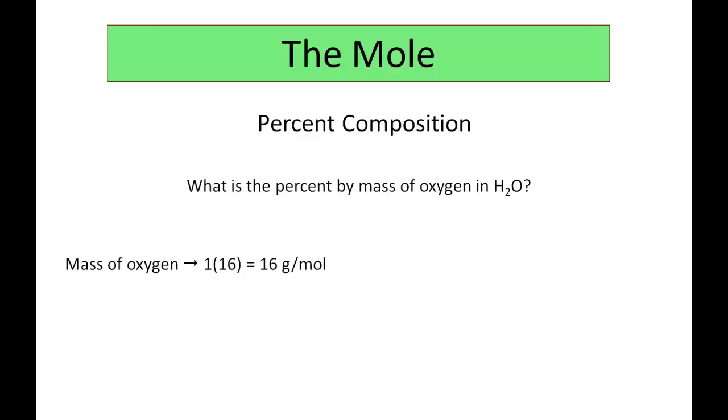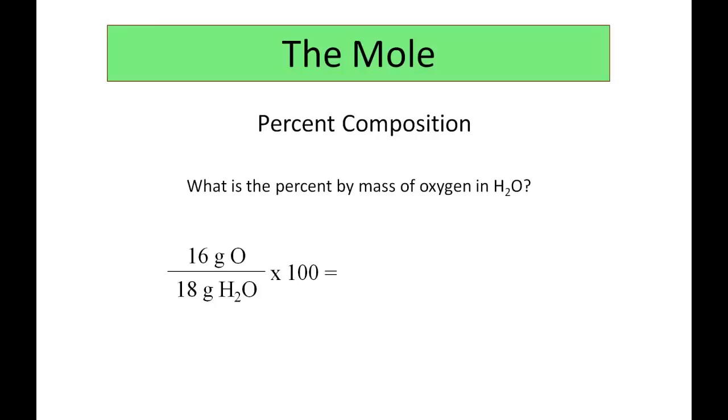Well, the mass of oxygen is 16 grams per mole. The mass of water is 2 times 1 plus 1 times 16, or 18 grams per mole. If we take the weight of the oxygen and we divide by the total weight of the molecule, multiply by 100 since it is a percent, we find out that water is 88.9% oxygen by mass.